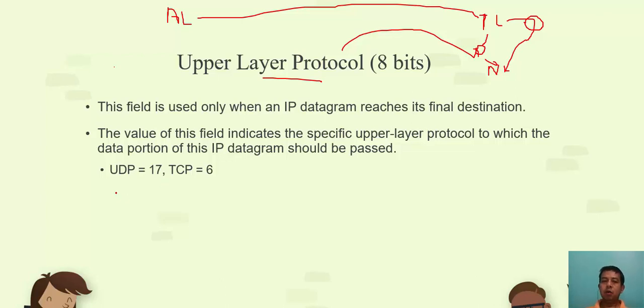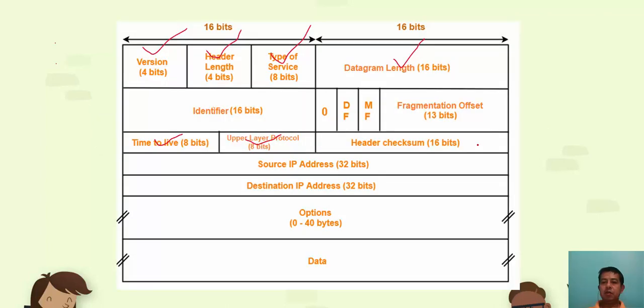Clear? UDP by default has a value of 17, TCP by default has a value of 6. So if I put the value 6 in the upper layer protocol field, that means the packet which came from the transport layer to the network layer belongs to TCP. If it has a value of 17, that means the packet was delivered from the UDP protocol of the transport layer. Next we go to the header checksum.